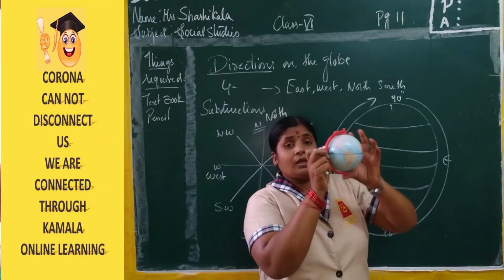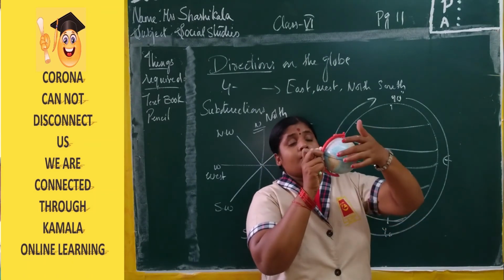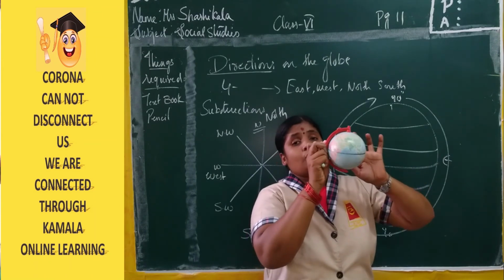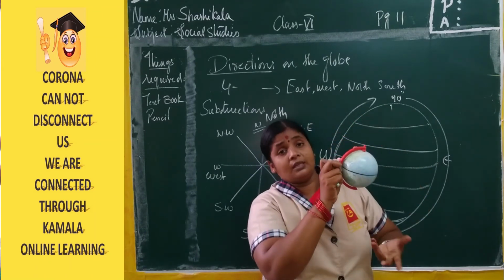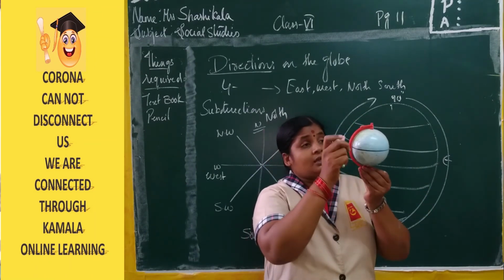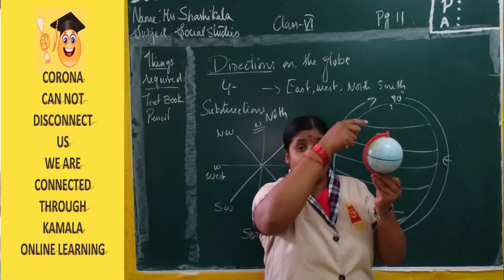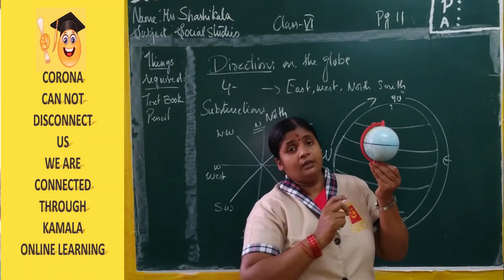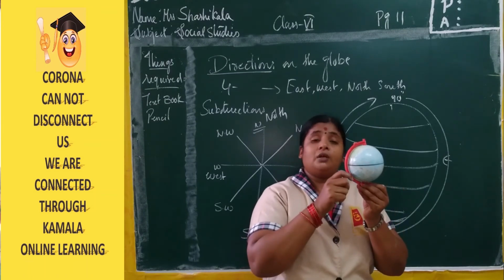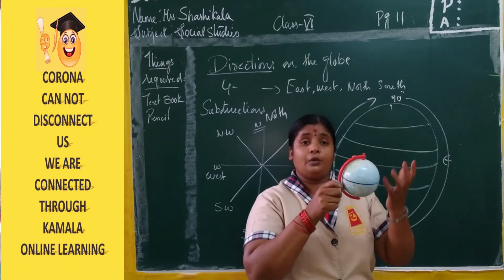So if I rotate this earth now from the west direction, when they are coming to the east, again we can locate the same places. So here we can say that the earth is rotating around itself and around the sun. Right? If you have the globe at home, you can rotate and you can see.